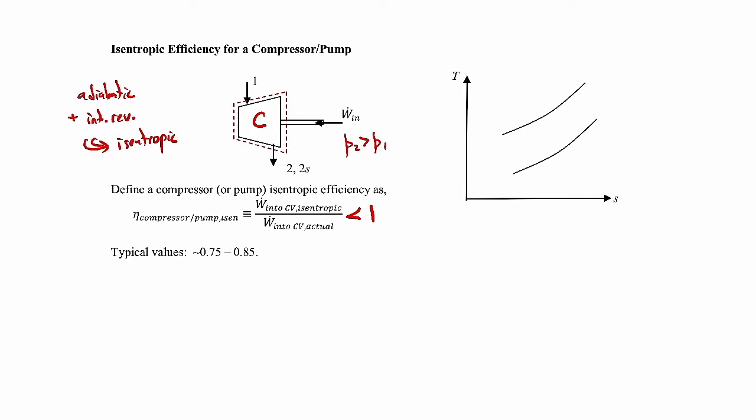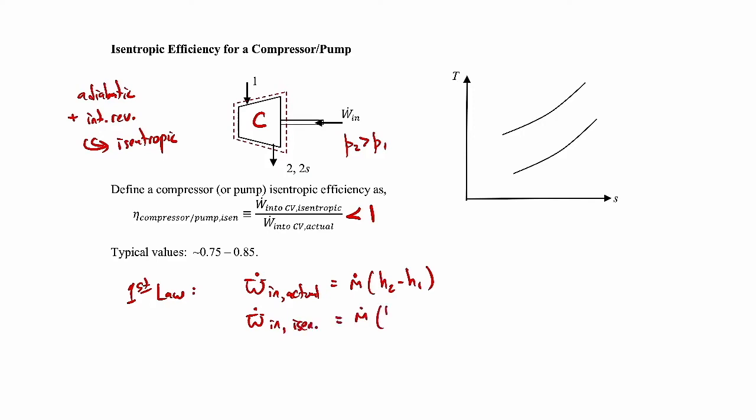Okay, so to find the powers associated with the actual and isentropic case for a compressor, again, you can apply the first law to the compressor, just like what we did for a turbine. I'm not going to go through those steps. I'm just going to give you the final result. So the power in actual will be m dot times H2 minus H1. And then the power in, for the isentropic case will be m dot times H2s minus H1.